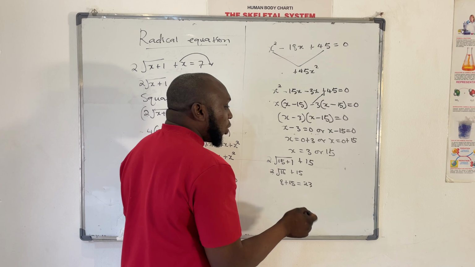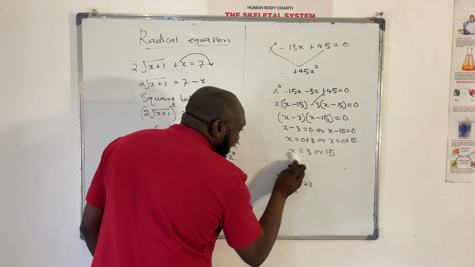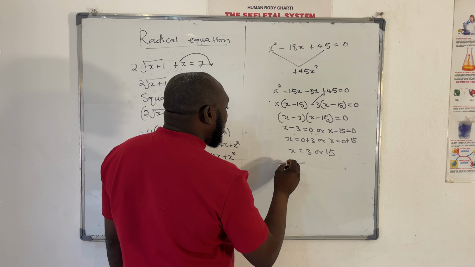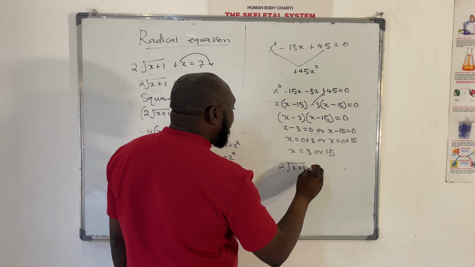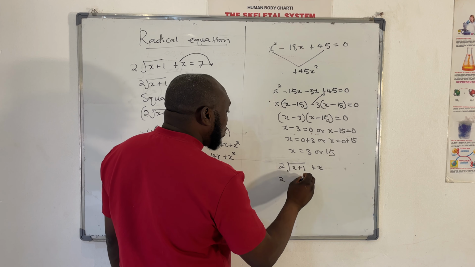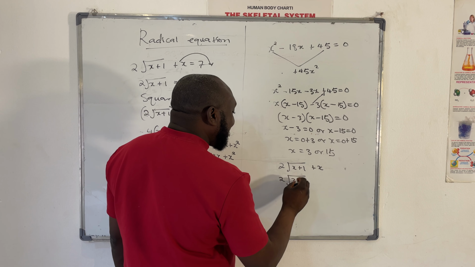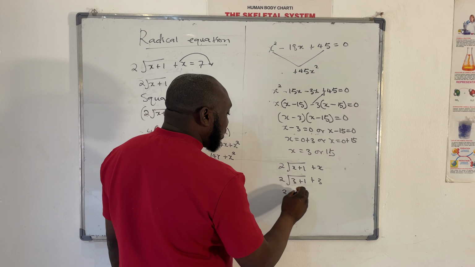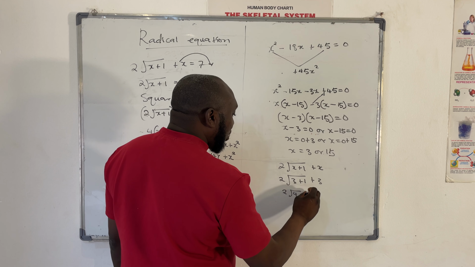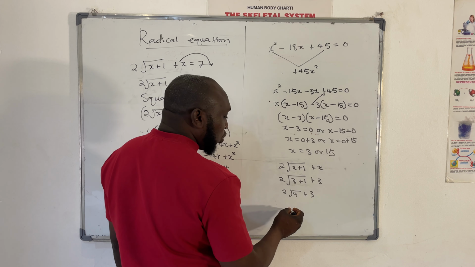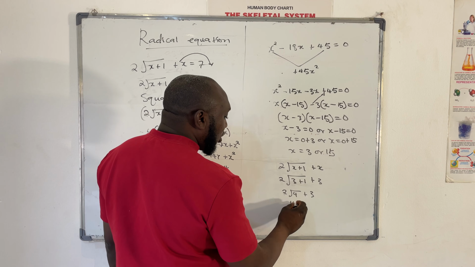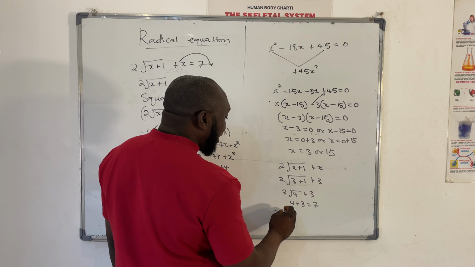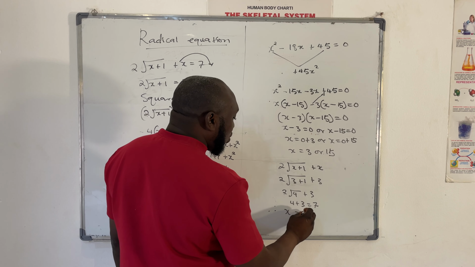Then we try when s is 3. What do we have? We repeat the same process. That means 2 root s plus 1 plus s, which is 2 root of 3 plus 1, plus 3, which is 2 root of 4 plus 3. The square root of 4 is 2. 2 times 2 is 4, plus 3, which is equal to 7. Therefore, the value of s is equal to 3.